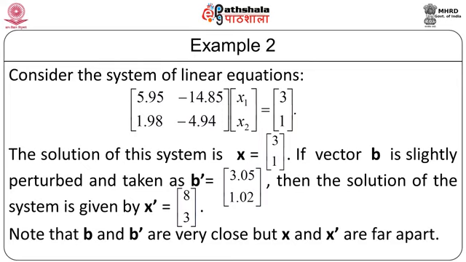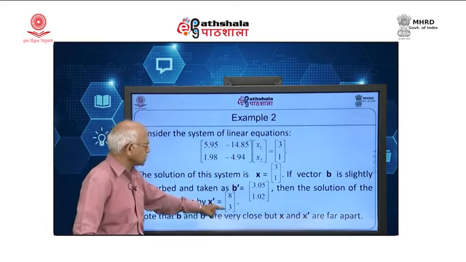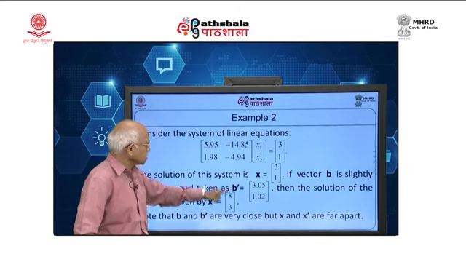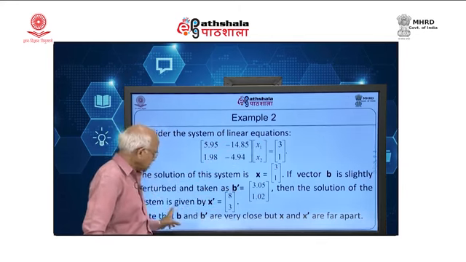The solution of this system is 3, 1, and suppose the vector b bar is slightly perturbed. Now, instead of 3, I am taking 3.05, and instead of 1, I am taking 1.02. Suppose that the actual measurements of the parameters are like this and we are approximating them by this, which is normal practice. Then what will happen to the solution? The solution of the system becomes 8, 3. So, if this is real, then the solution should be 3, 1, and if this is real, then the solution should be 8, 3.